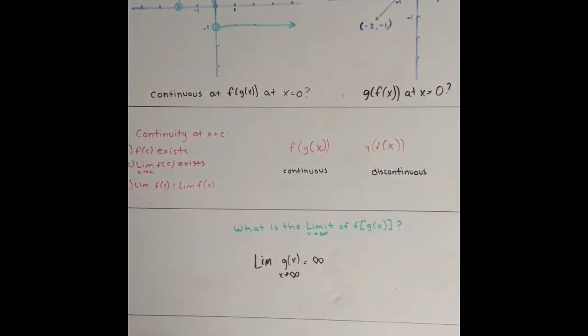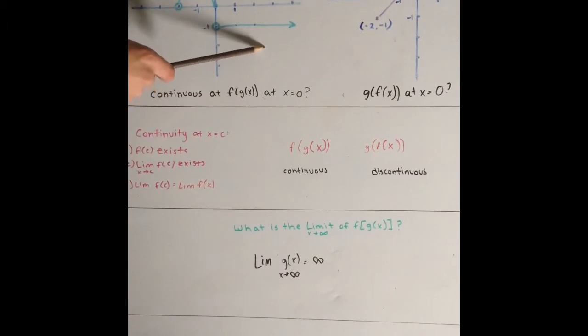To find if the graph is continuous at f of g of x when x equals 0, we first find g of x at x equals 0. This is positive 1 and 2. Now we plug in 1 and 2 for the f of x graph. At the points x equals 1 and 2, both of these points are continuous.